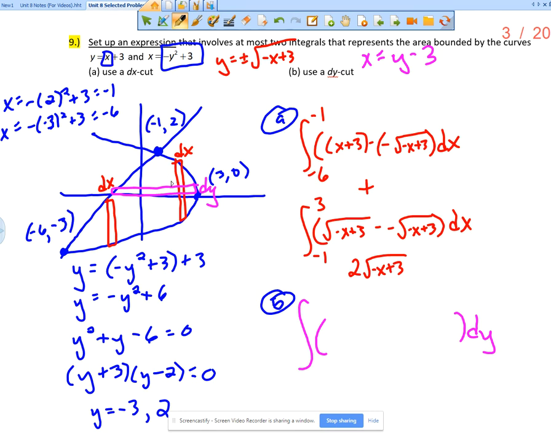Now if I tilt my head to the right, what is the upper boundary, or the right-hand boundary, of the dy? It's the parabola. So we're going to take the negative y squared plus 3, and we're going to subtract the lower boundary, which is the y minus 3. Keep in mind, you must have only y's. You have to have x equals equations written in there. And now I look at the lower boundary, the -3. Remember, we're integrating with y values here, so -3 all the way up to 2. So that is part B.